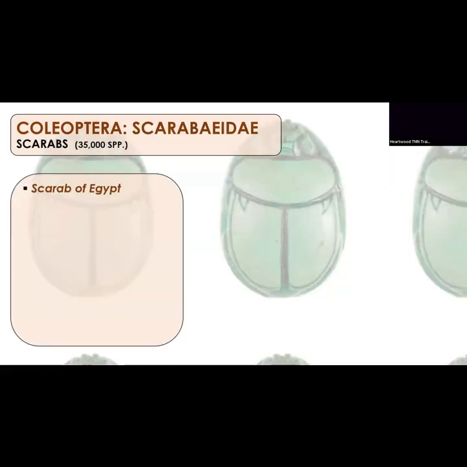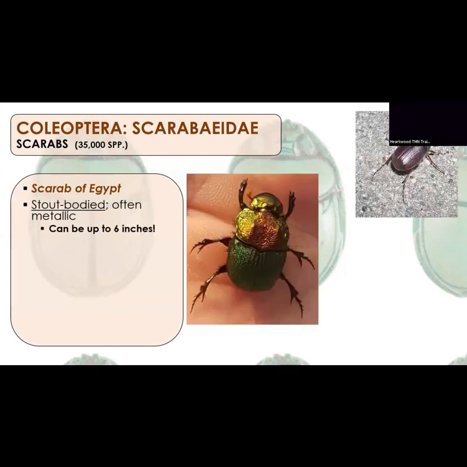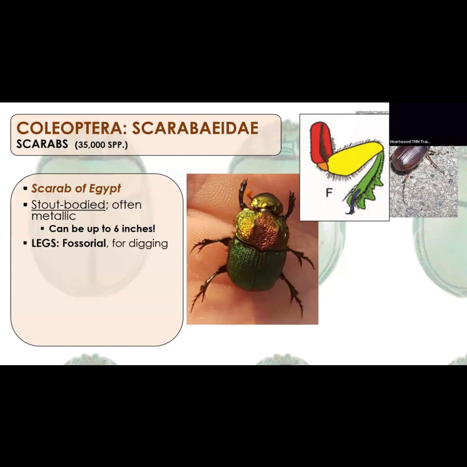Scarabs, as in the sacred scarabs of Egypt. So does it look like the sacred scarab of Egypt? Then you have a scarab. What's really cool is they can be extremely different. Everybody knows June bugs. June bugs are scarabs. That's your most common scarab right there. But then you have really cool ones like rainbow scarabs, and their legs are modified for digging.